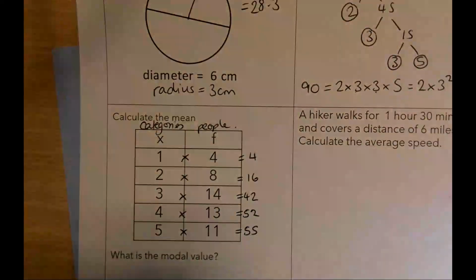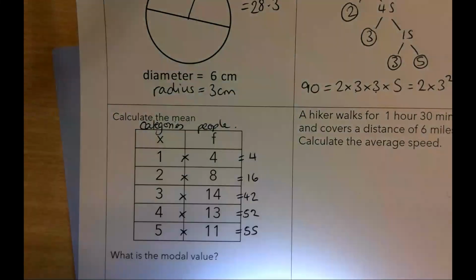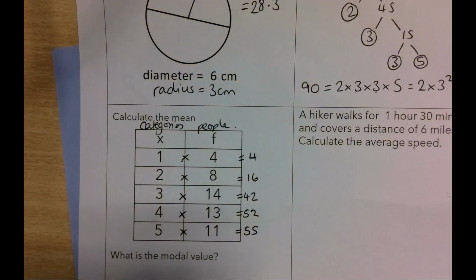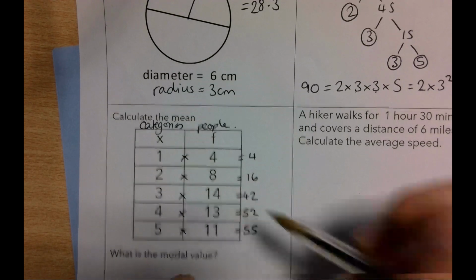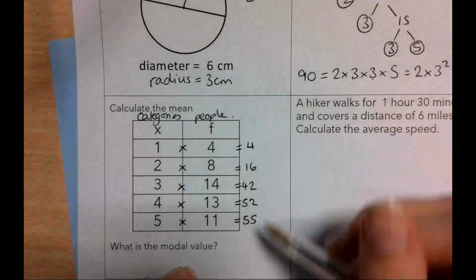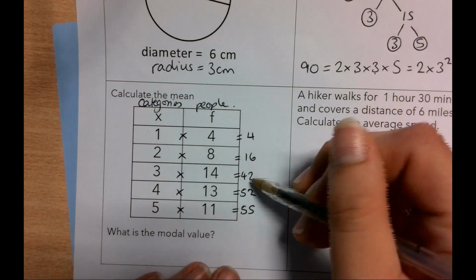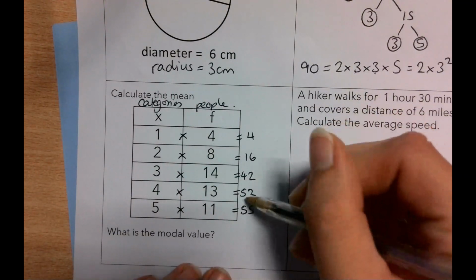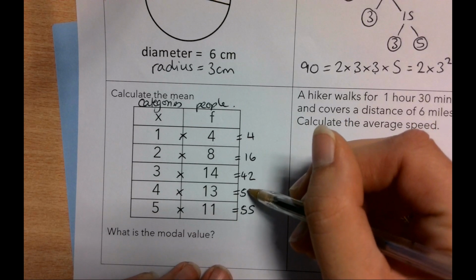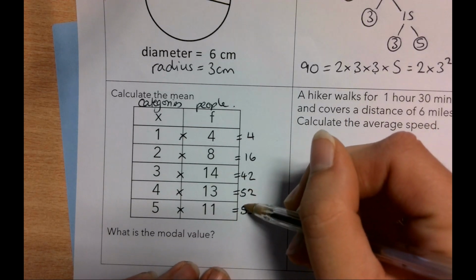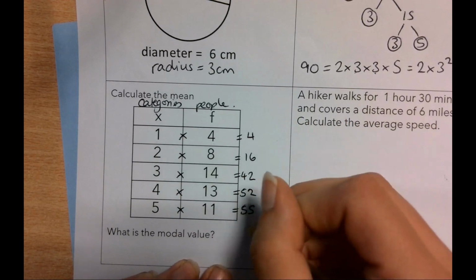I then get a new sticky pad for my light. And maybe jump. I then add up my totals here. So 4 add 16 is 20, add 42 is 62, 114, 169.